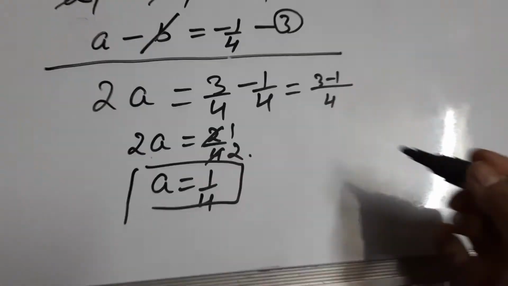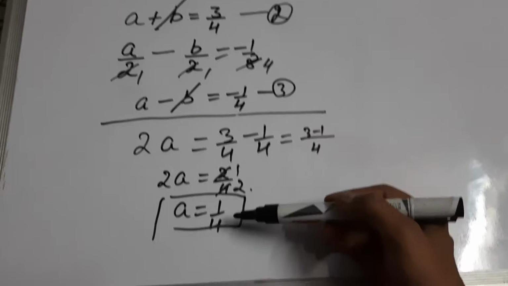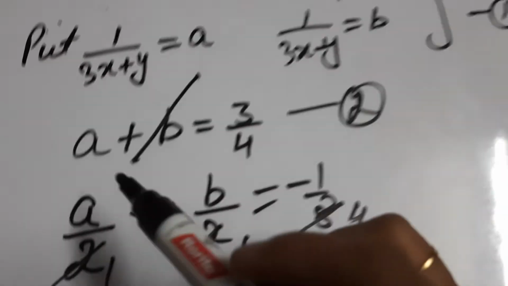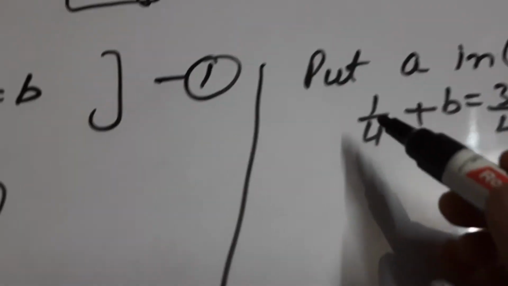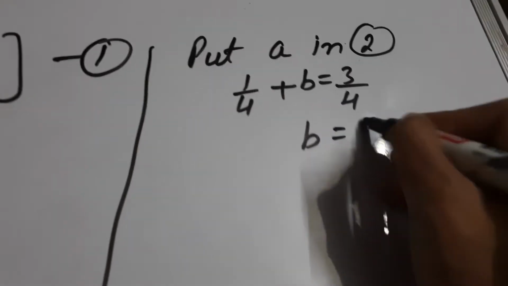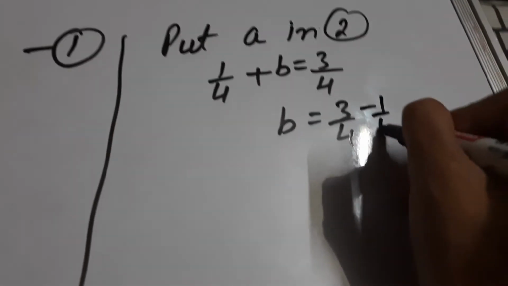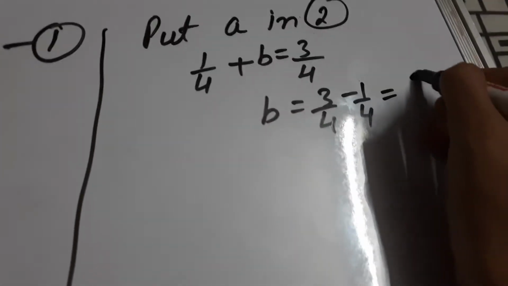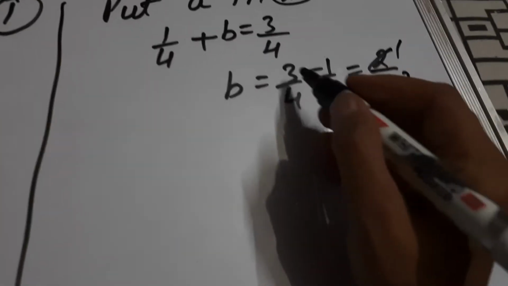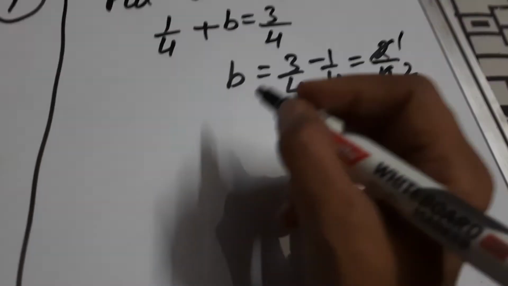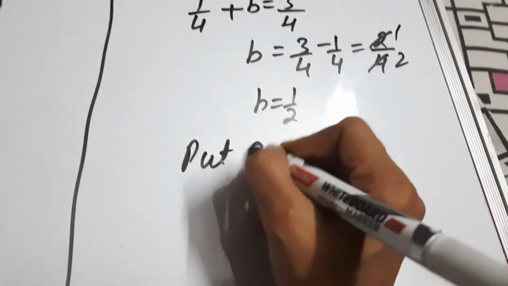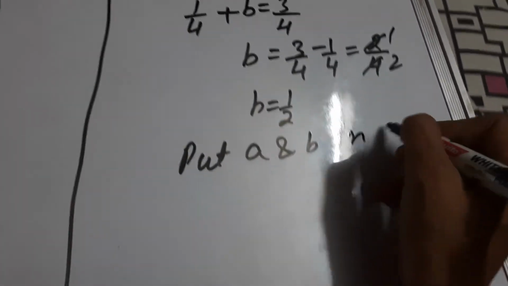Similarly, by putting the value of a either in second or third equation, we can get the value of b. So now second equation is a plus b is equal to 3 by 4. So a means 1 by 4 plus b. So get the value of b. 3 by 4 minus 1 by 4, and 3 minus 1 is 2 by 4. So 1 by 2, because the denominators are same, so LCM will be 4, 3 minus 1. So b is 1 by 2. Now what is the next step? Put a and b in equation 1.